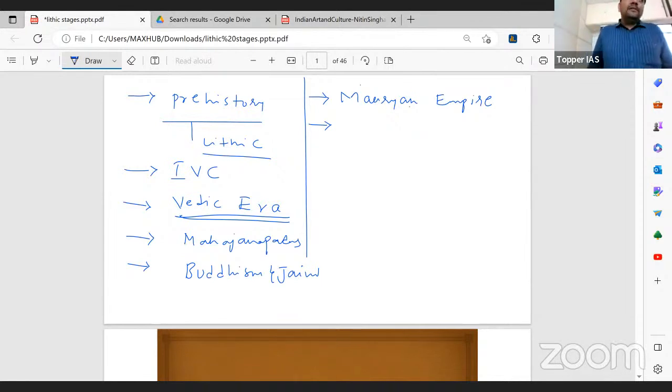So this became chaotic, right? So chaotic situation. Okay, right? So after Mauryan Empire, many foreign invasions started.